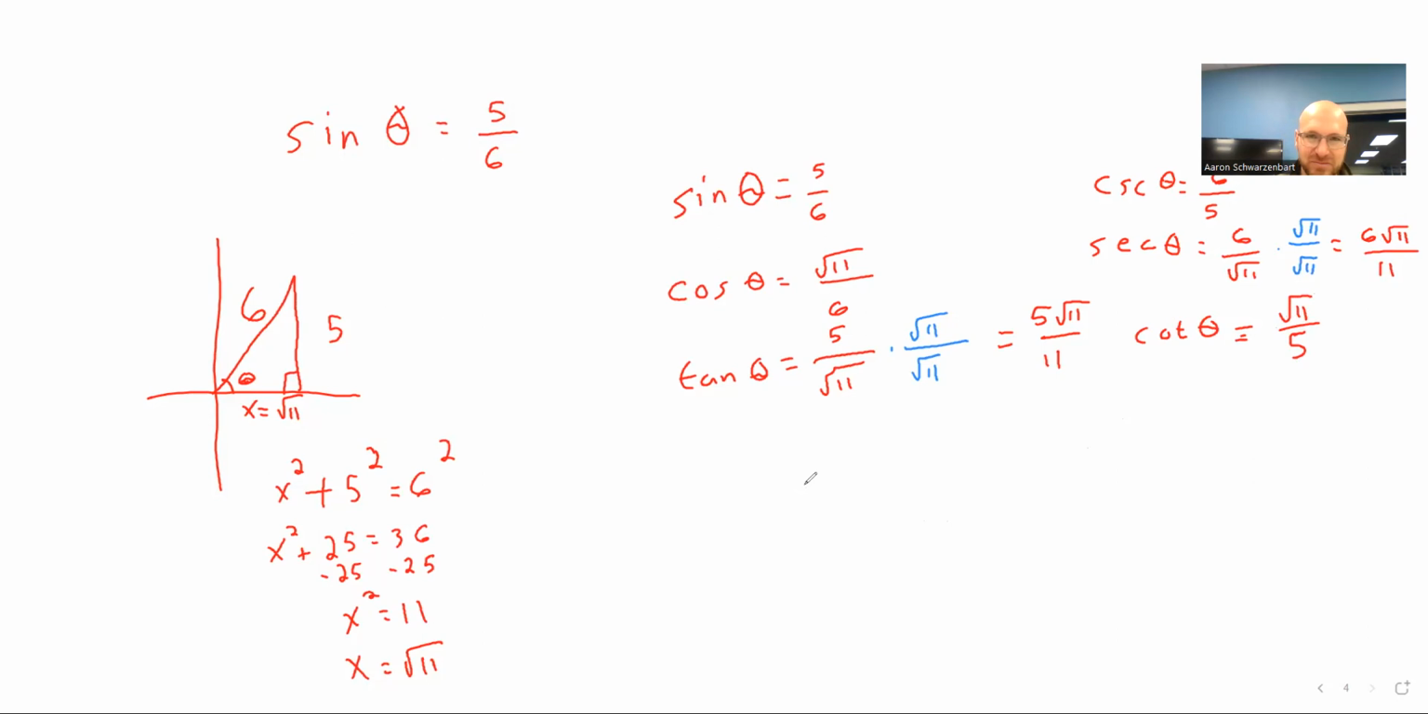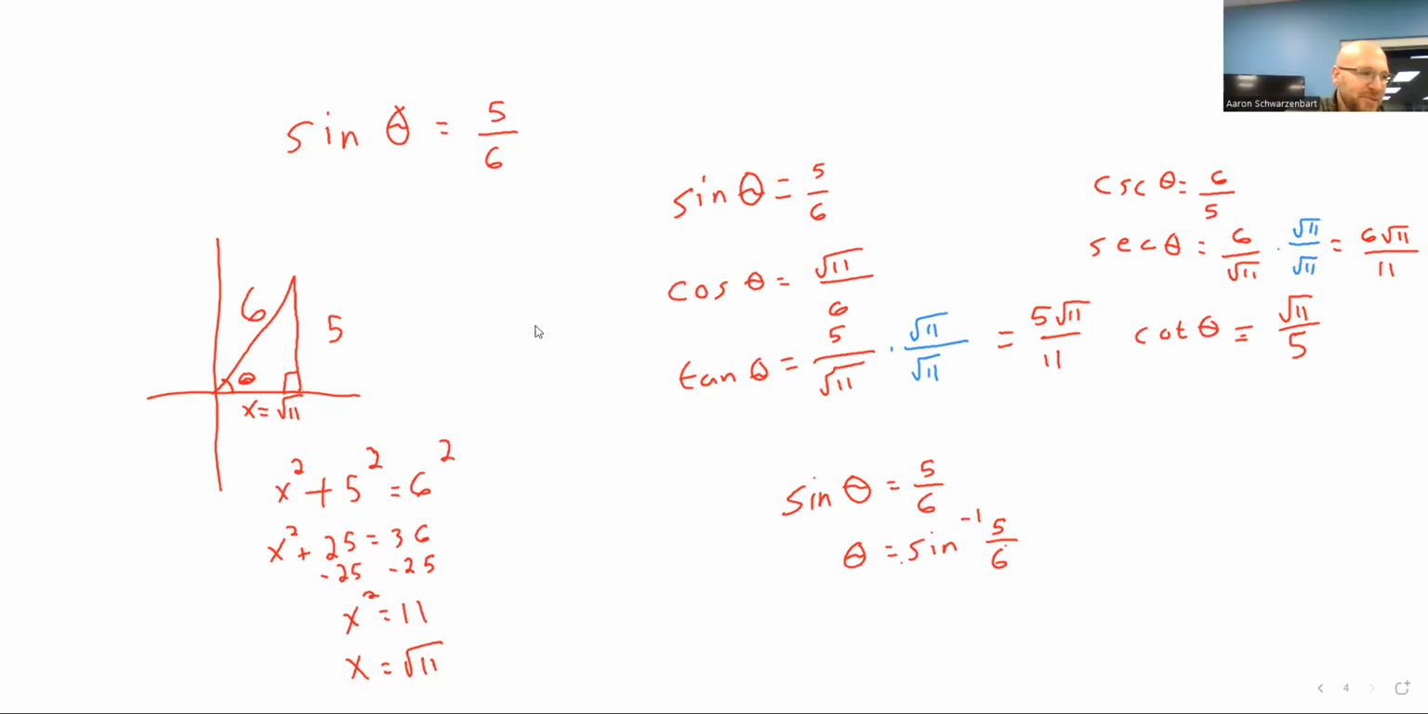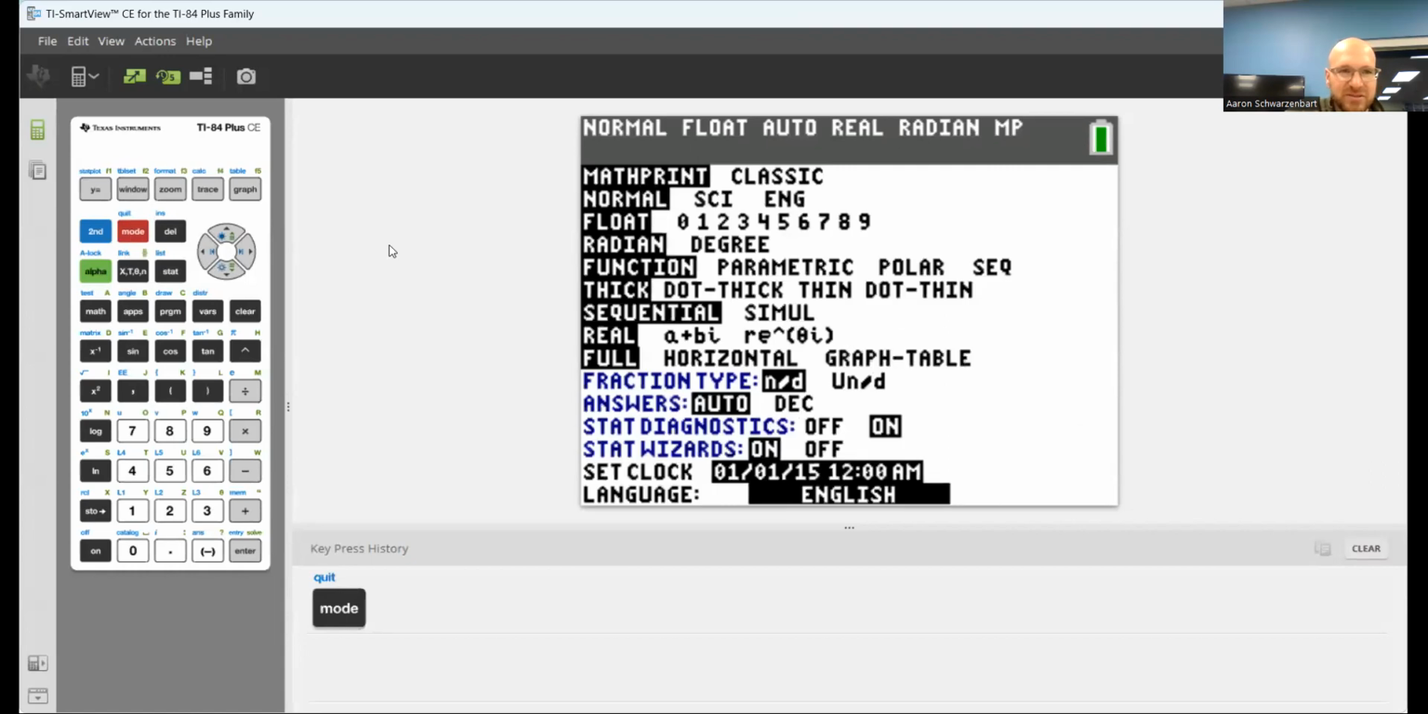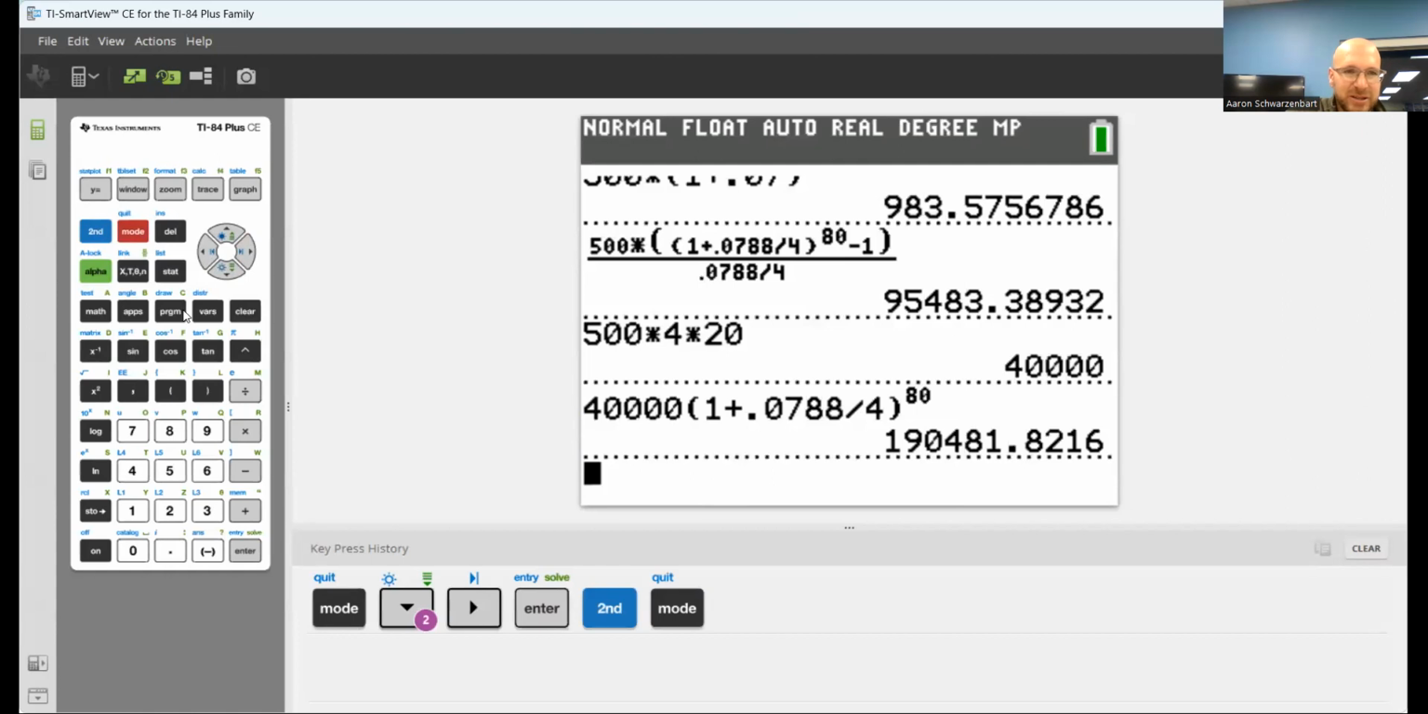If I want the angle, I know here that sine of theta is 5/6. I'm going to use the inverse sine. And the angle I can only get an approximate with my calculator. Okay, so a couple of things about the calculator. First thing, if we're doing degrees, we must be in degree mode. So I'm going to go to mode, go over to degree and hit enter. And then I'll do second mode to quit.